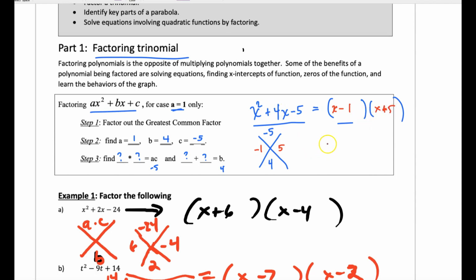This equals that. And just to remind you, your check that we did it correctly is we can use the double distributive property to show that this goes back to this here. X times x is x squared, x times 5 is 5x, -1 times x is -1x, -1 times 5 is -5. And so you can see you end up with x squared plus 4x minus 5. You can see it matches up. So that's the skill we're going to practice.